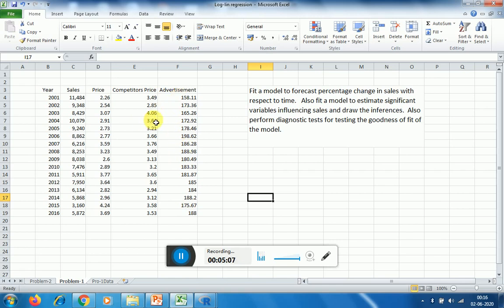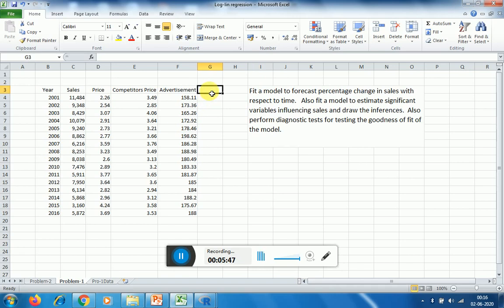If we look at this data, it is asked to fit a model to forecast percentage change in sales with respect to time. The sales values are expressed in absolute terms, in rupees, but we are asked to fit a model to forecast percentage change in sales with respect to time. Time here means year, and these give you the values of time, but we cannot take these values as they are.